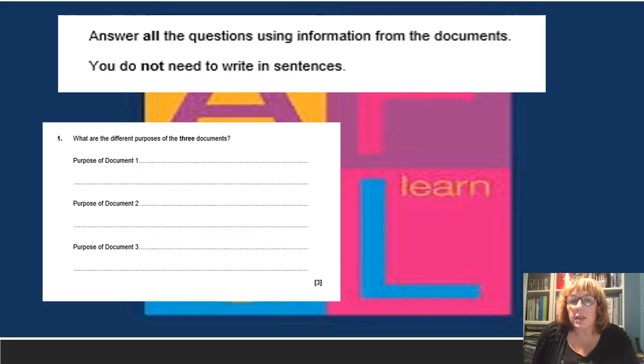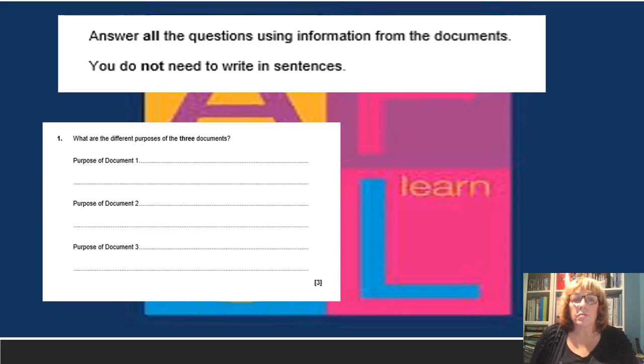OCR give you some important information at the beginning because they tell you to answer all the questions. Sounds simple, doesn't it? However, it is easy to drop marks because you think, I don't really know that answer. Have a go at it. So that's going to be our mantra from now on. Always have a go at every question, even if you're not sure of the answer.